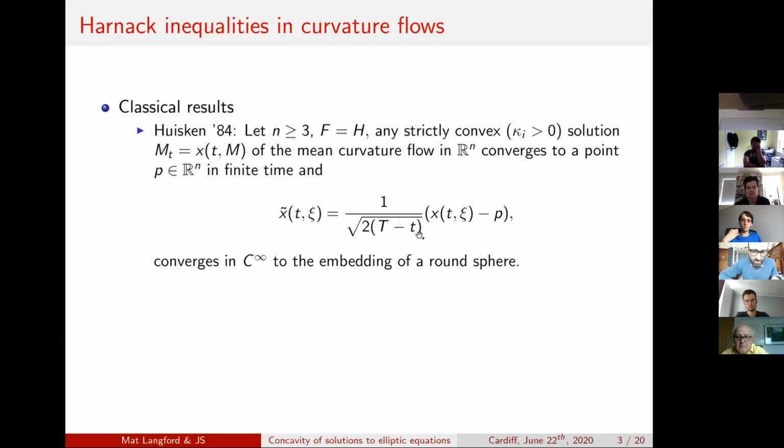So you zoom in into this point, and rescale by this time-dependent factor around this point, and you will see that this thing converges to a round sphere. So it becomes perfectly, totally umbilic in the limit. Right, and so you have perfect information about the asymptotic profile of this flow.